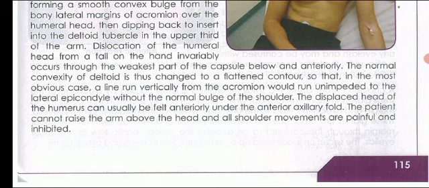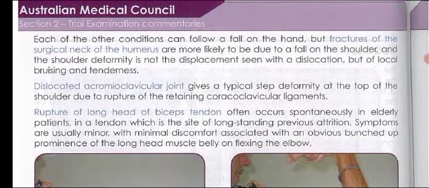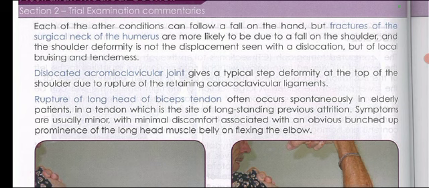The patient cannot raise the arm above the head, and all shoulder movements are painful and inhibited. A fracture of the surgical neck of the humerus is most likely to be due to a fall on the shoulder, and the shoulder deformity is not the displacement seen with dislocation, but of local bruising and tenderness. A dislocated acromioclavicular joint gives a typical step deformity at the top of the shoulder due to the rupture of the retaining coracoclavicular ligaments.